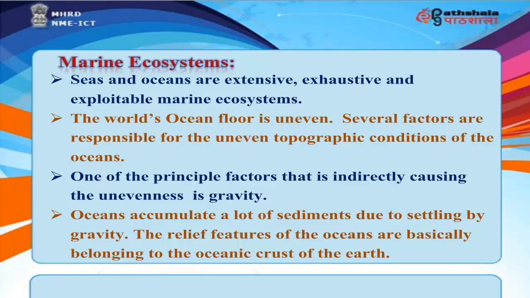Marine ecosystems. Seas and oceans are extensive, exhaustive, and exploitable marine ecosystems. The world's ocean floor is uneven. Several factors are responsible for the uneven topographic conditions of the oceans. One of the principal factors that is indirectly causing the unevenness is gravity. Oceans accumulate a lot of sediments due to settling by gravity. The relief features of the oceans basically belong to the oceanic crust of the Earth.